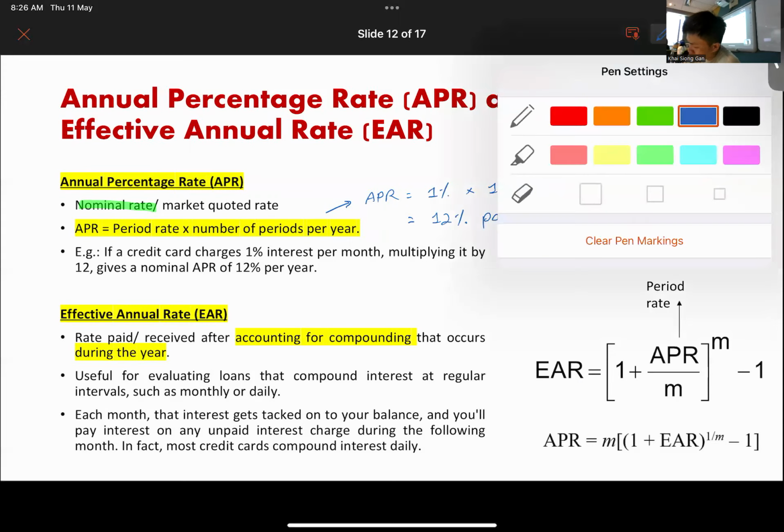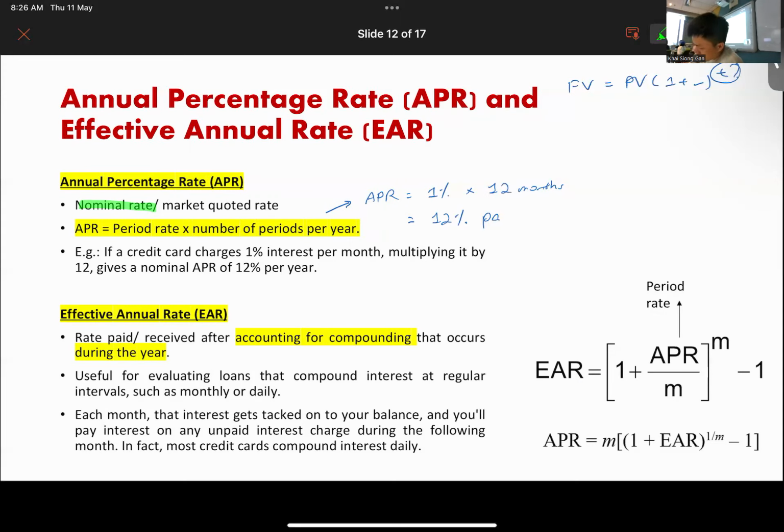But here, if we refer to this APR, you see the formula over here, period rate times the number of periods per year. Is there any power over here? No. So it seems like they do not take into account the compounding effect here. Okay, so therefore this is not very accurate.